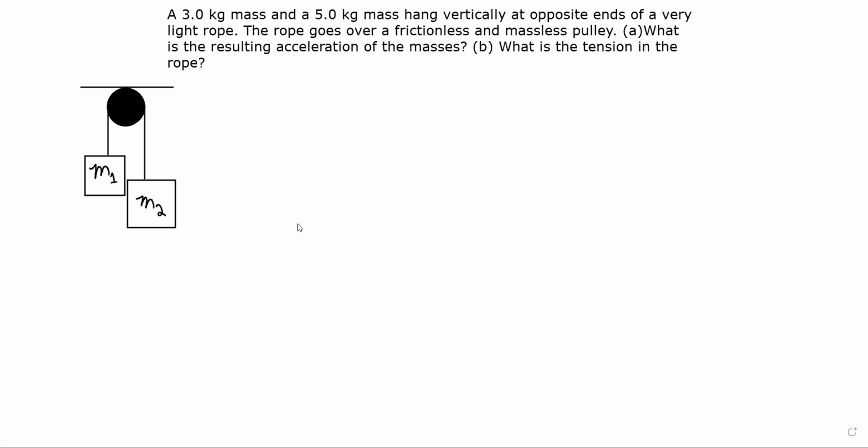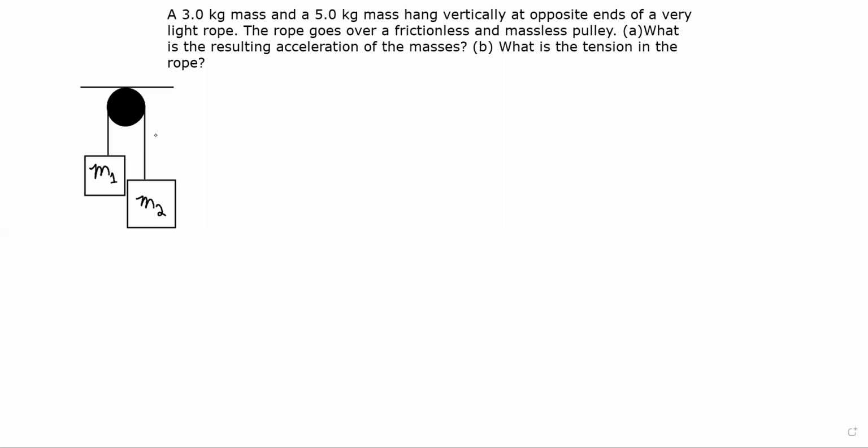Let's get started. This is an Atwood machine problem: two hanging blocks attached to a pulley wheel. A 3 kilogram mass and a 5 kilogram mass hang vertically at opposite ends of a very light rope. The rope goes over a frictionless and massless pulley. A, what is the resulting acceleration of the masses? And B, what is the tension?